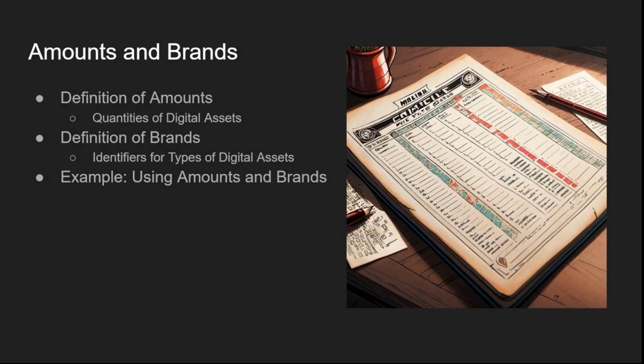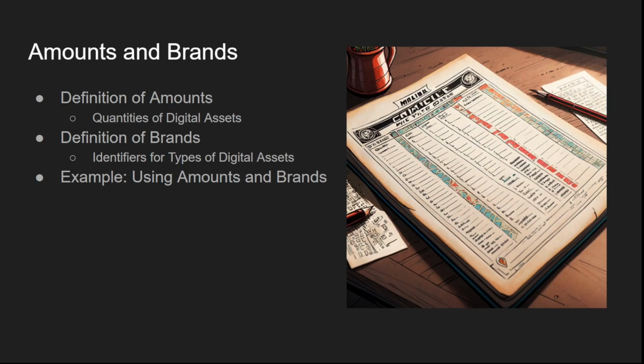Let's consider an example to illustrate how amounts and brands are used together. Suppose you have a purse holding USD coins. The brand for these coins is USD coin. You want to make a payment of 30 USD coins. Here, 30 is the amount and USD coin is the brand. When you create a payment of 30 USD coins, the amount specifies the quantity and the brand ensures that there is no confusion about which asset is being transferred.